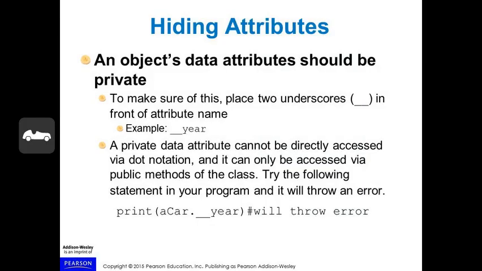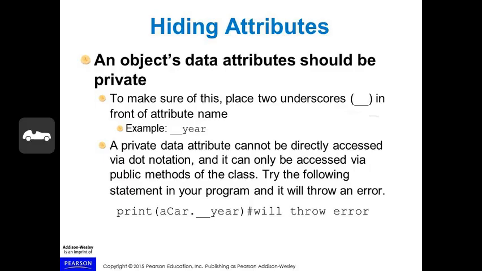We talked about data hiding. So hiding attributes is basically to make these data attributes private. To make sure these data attributes are private, when we name these data attributes, we use the prefix double underscore in the attribute's name. And then a private data attribute cannot be directly accessed via dot notation. It can only be accessed via the public methods of the class.